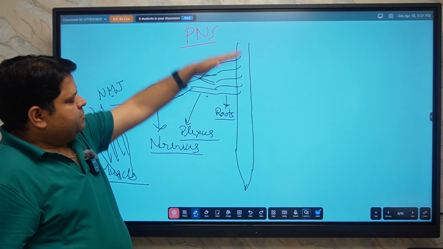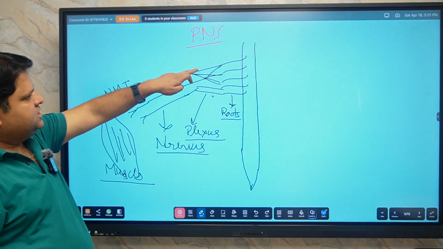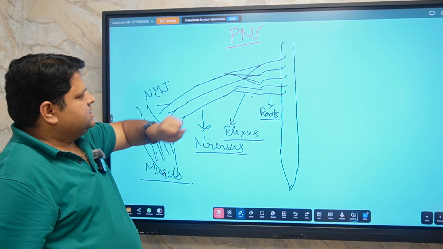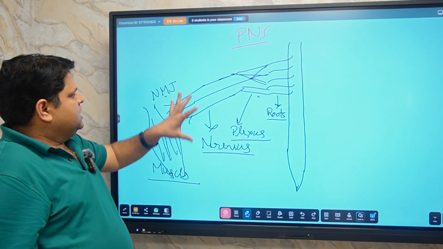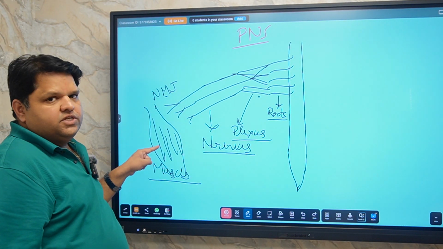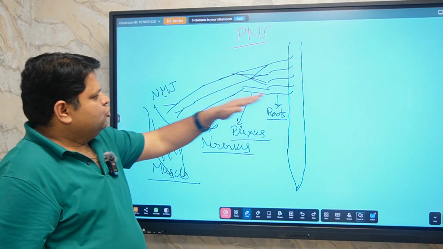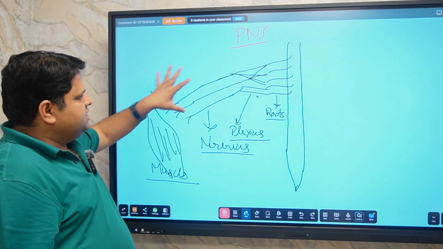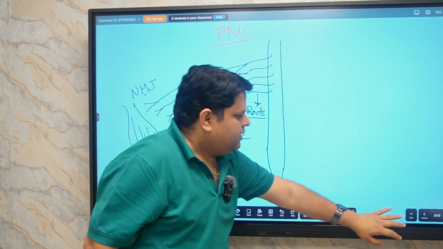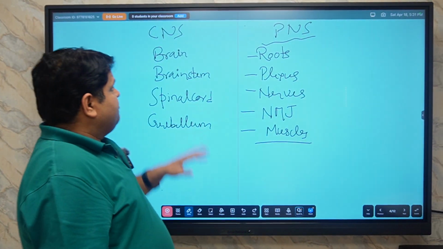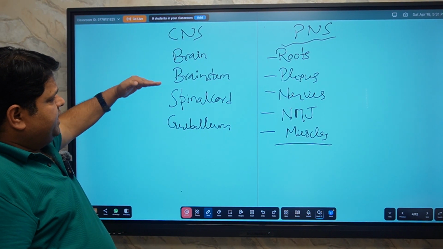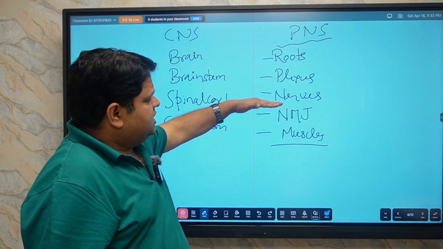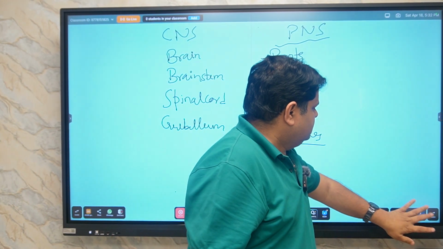After this, we have the peripheral nervous system. From the spinal cord arise the roots. After the roots, many roots combine to form the plexus. After the plexus, nerves arise. After the nerve, there is a neuromuscular junction which goes to the muscles. So root, plexus, nerves, neuromuscular junction, and the muscles, these all are part of the peripheral nervous system. The central nervous system has the brain, brainstem, spinal cord, and the cerebellum. The peripheral nervous system has the roots, plexus, nerves, neuromuscular junction, and the muscle.